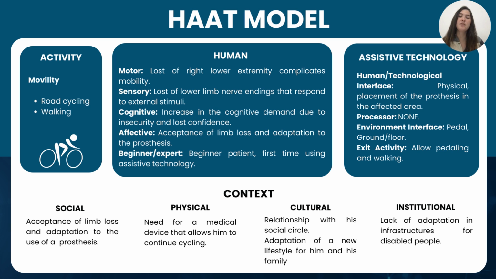Then we have the assistive technology factor that includes the study of the interface of the system product with the user. For example, the environment, the pedal, the ground floor. Then how it contributes to generate the activity, that is mobility. Then we have the human factor. Motor: the loss of the right lower extremity complicates mobility. Sensory: the loss of lower limb nerve endings that respond to external stimuli, and others.